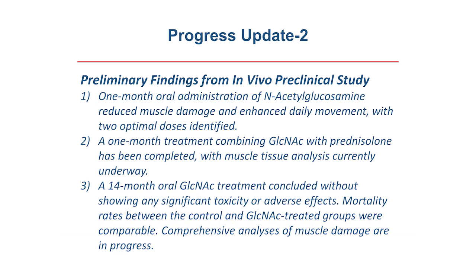The analysis of the muscle tissue from this study is currently underway, and we are very eager to see the results. Finally, in a long-term study, a 14-month oral glucagon treatment concluded without showing any significant toxicity or adverse effect. Similarly, the mortality rate between the control and N-acetylglucosamine treated group were comparable. We are also in the process of analyzing the muscle tissue from this extended study.